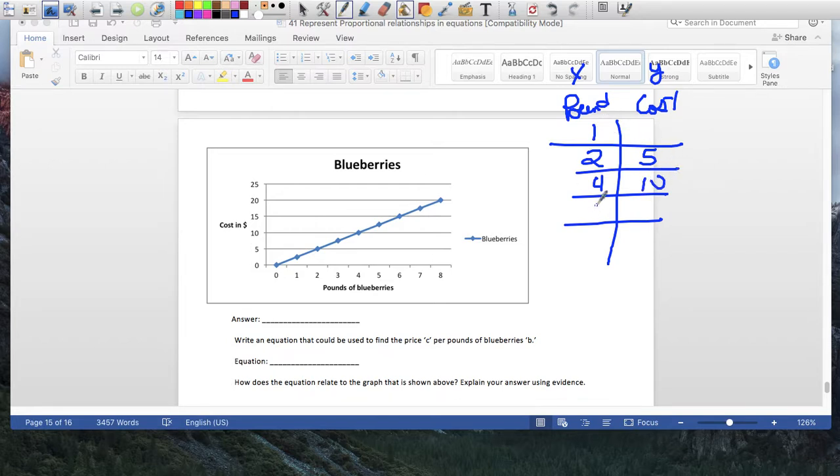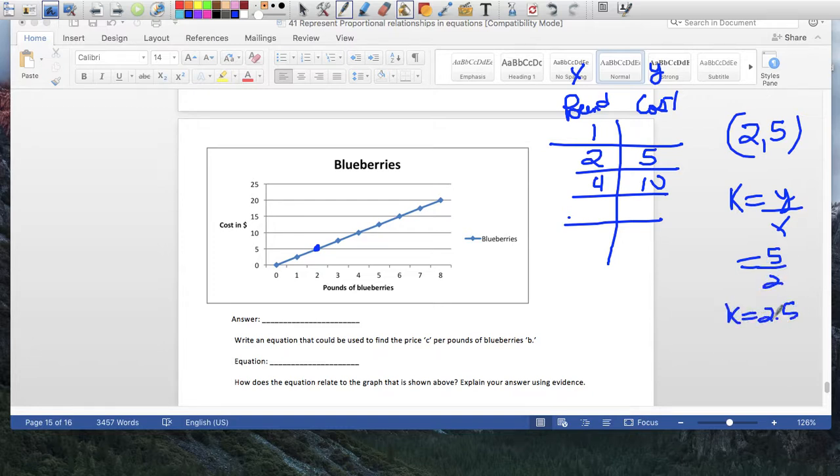So let me use 2 and 5. So the point (2, 5), which is right here. k equals y over x, which would be 5 over 2, and k equals 2.5, which, if I turn that into a unit rate, it's going to be 2.5 over 1, or 2.5 dollars for 1 pound. So that makes sense, right? $2.5 for 1 pound.